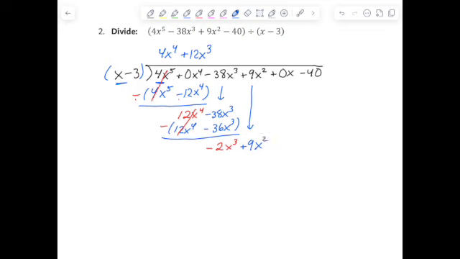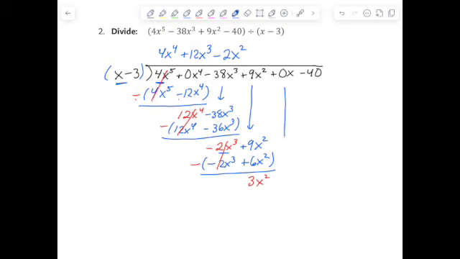You see how things just line up nicely. And now we're dividing x into negative 2x cubed, so that will be negative 2x squared. And now multiply back through. Negative 2x squared times x is negative 2x cubed. Negative 2x squared times negative 3 is positive 6x squared. And now subtract. DMS: divide, multiply, subtract, and just watch for careless mistakes with the distributing of the negatives and things with exponents. There's just a lot of little places to make mistakes. 9x squared minus 6x squared, that's going to give you 3x squared.